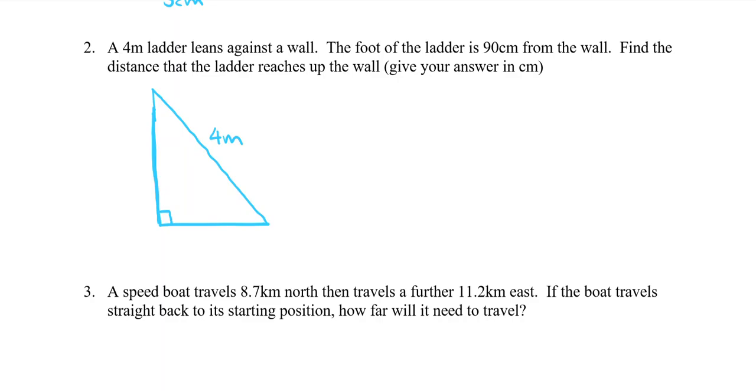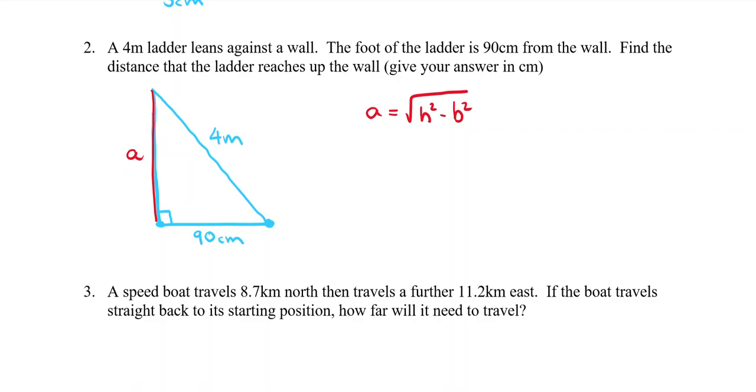Then it says the foot of the ladder is 90 centimetres from the wall. So remember the bottom of my ladder is down here and the wall is where the right angle is. So this is 90 centimetres across the bottom. Find the distance that the ladder reaches up the wall. Give your answer in centimetres. So I'm trying to find the third side, which will be this one over here. Now that's going to be one of the shorter sides because it is next to the right angle. So it's going to be the a formula. a equals square root of h squared minus b squared.